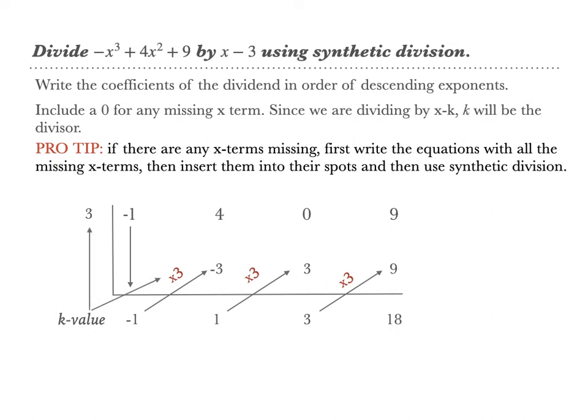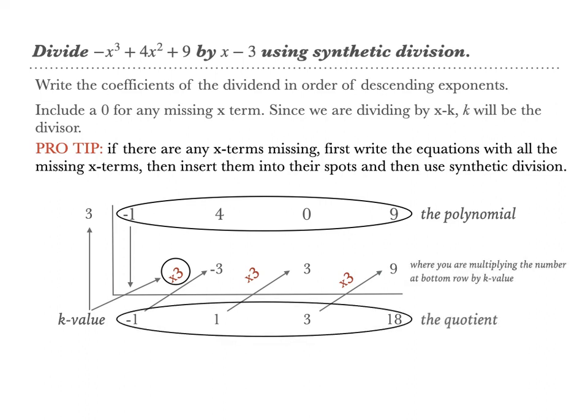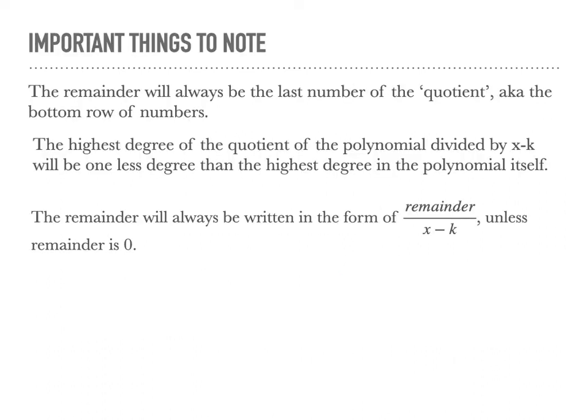And you will notice that once we get our quotient, it is actually 1 degree less. So the highest degree of the quotient, which is 2, is 1 less than the highest degree of the given polynomial, which was 3, because 3 minus 2 is 1. And so the remainder will always be written in the form of remainder over x minus k, unless the remainder is 0. Then you can basically write it as 0 over x minus k, which is still 0, because 0 divided by anything is 0.